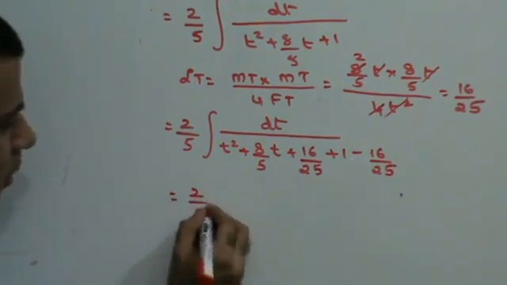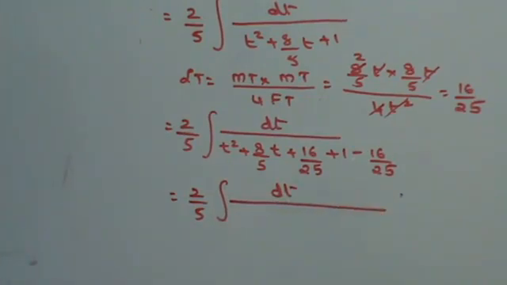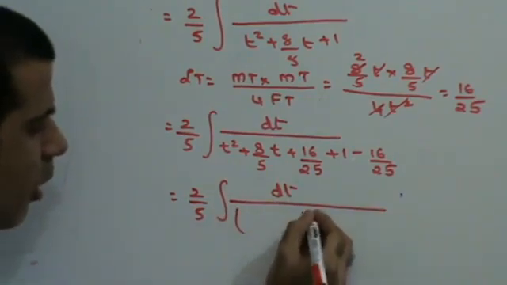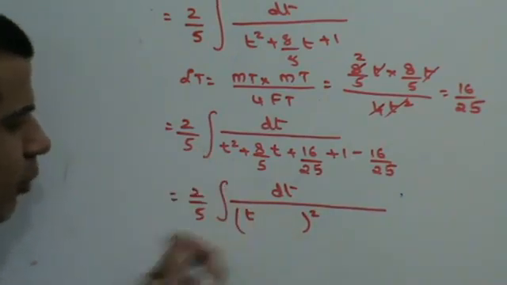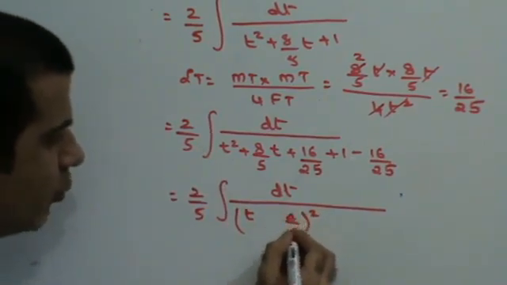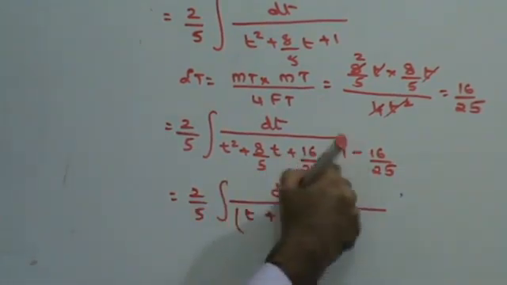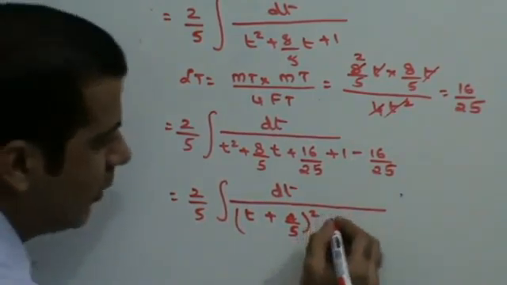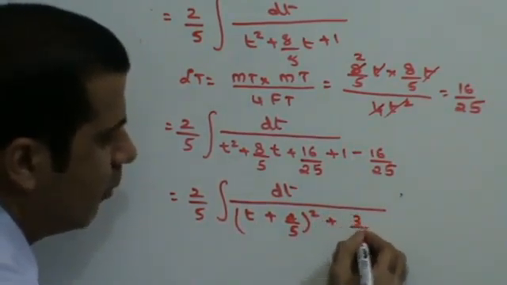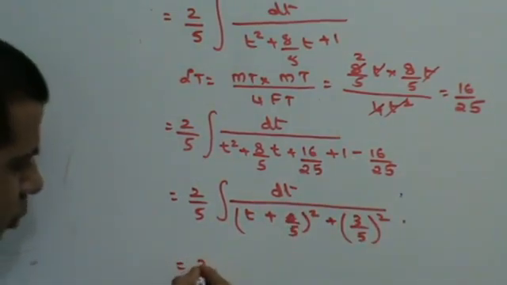This is 2 upon 5 integral dt. This is a perfect square. How do you find the factor of a perfect square? Square root of the first term, square root of the last term, sign of the middle term. This is 25 minus 16, that is 9 by 25. 9 by 25 can be written as 3 upon 5 the whole square. This is 2 upon 5.